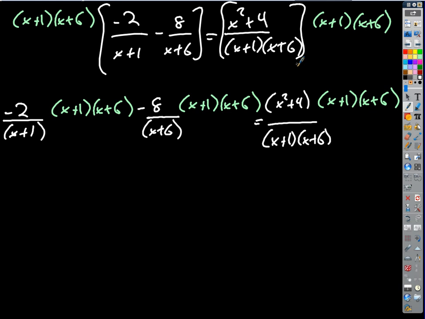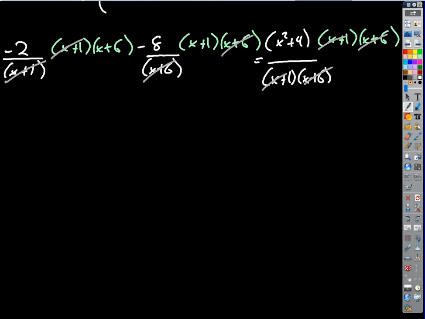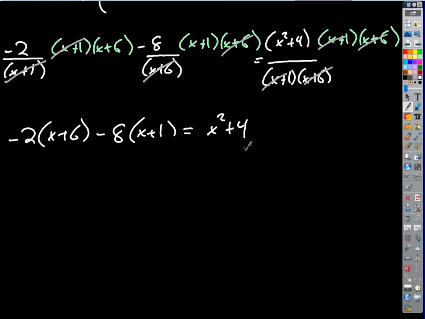So what cancels? The x plus 1s cancel, x plus 6, x plus 6 cancel. Okay, good. So I'm left with, over here, a negative 2 times x plus 6 minus 8 times x plus 1 equals x squared plus 4, right?